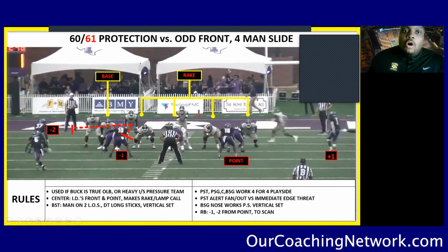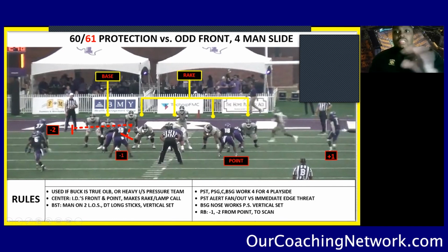On the backside of the protection, now we have a 4-man slide with these 1, 2, 3, 4 guys sliding to the left. Again, this is supposed to be a line right here. Sorry about that. They're sliding to the left, and they're picking up the 4 most dangerous on this slide side of the protection. The running back has -1 to -2. So that's just our base slide protection.